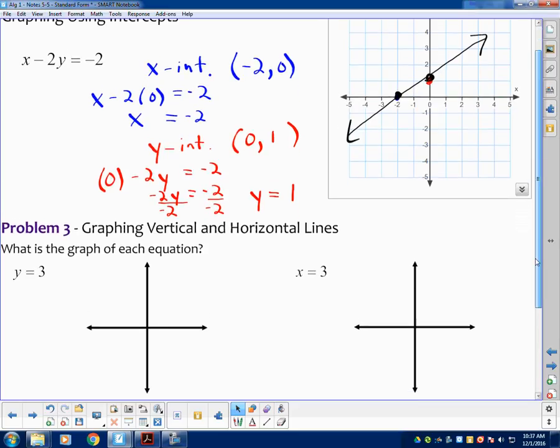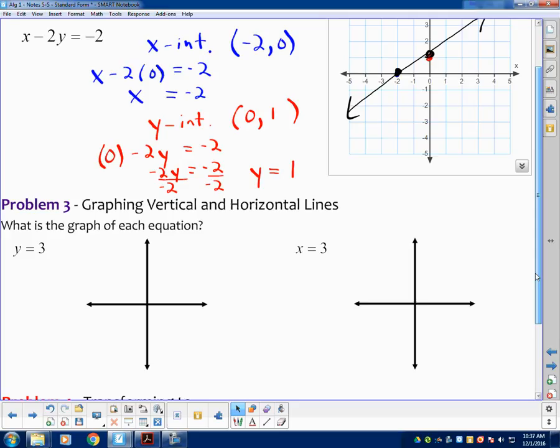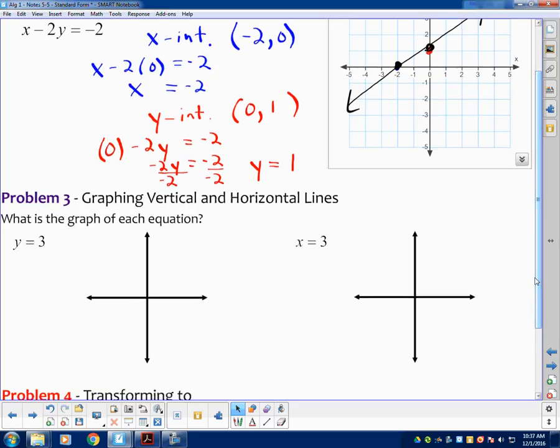All right, we haven't really talked officially about this. We've looked at slopes of horizontal and vertical lines, but we haven't really talked about the equation or graphing the line from the equation. Here we have what is the graph of each equation. It says y equals 3. Remember that equals is like the word is. And so this is saying y is 3 all the time.